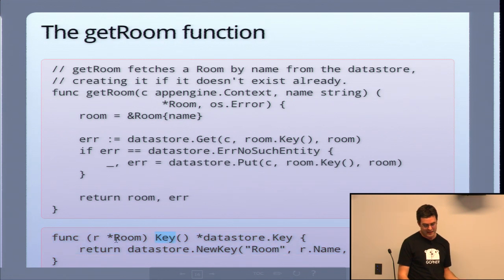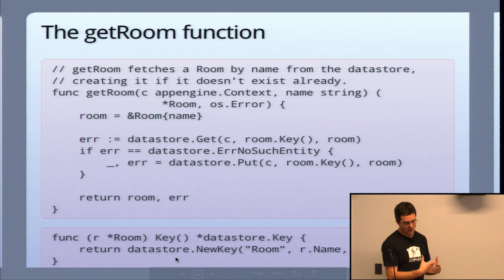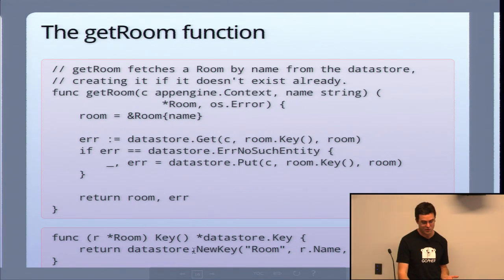It's a method key on a pointer to room that returns a data store key. Because often when I have a room, there are a few other examples where I need to get a key for a room, so I've made it a method on the room type. And all it does is call the new key function to create a key for that room with that name.